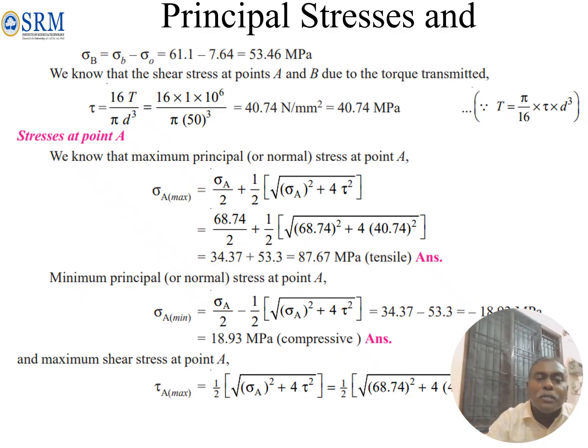So tau equals 16T by pi d cube. So 16 into 1 into 10 to the power 6 by pi into 50 cube. The torque is 1 into 10 to the power 6, and the diameter is 50. So tau is 40.14 Newton per mm square.